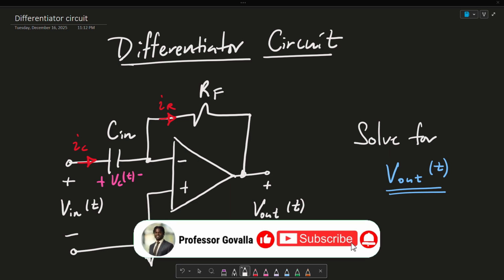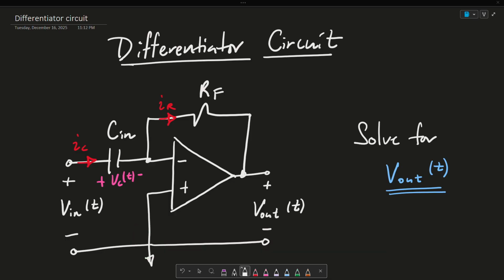My name is Professor Govalla, and today I will be talking to you about the differentiator circuit. Essentially, what we want to do is find the V out of t of the circuit given a V in of t. And what we want to do is first define what the differentiator circuit is.